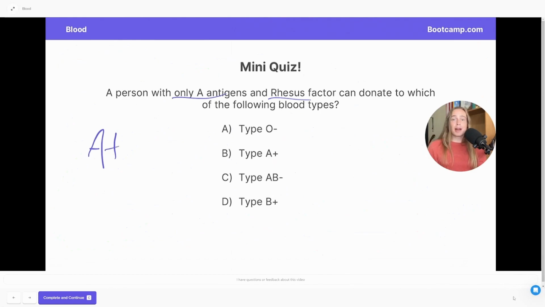From here, remember that anyone who is Rh positive can only donate to others who are Rh positive, so this gets rid of A as well as C. Next, recall that a person with type A antigens can only donate to another person with type A antigens. So if we look at D, we see this is incorrect because this guy only has type B antigens. This leaves us with answer B, which is correct because you can donate to someone with your same blood type.